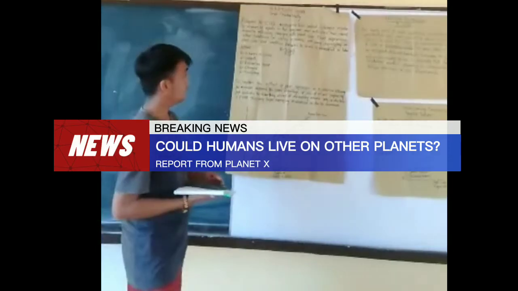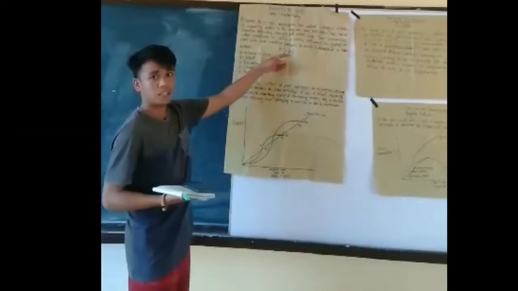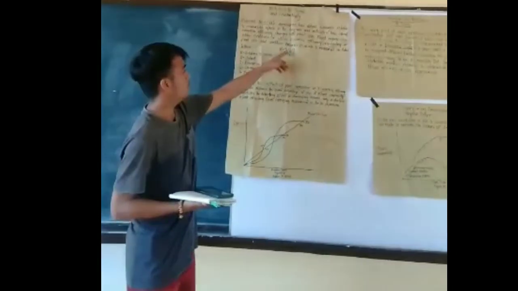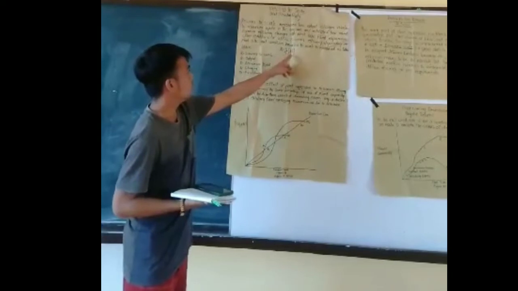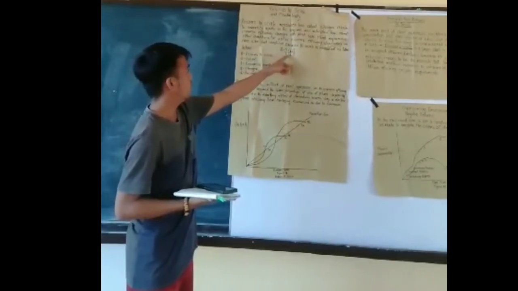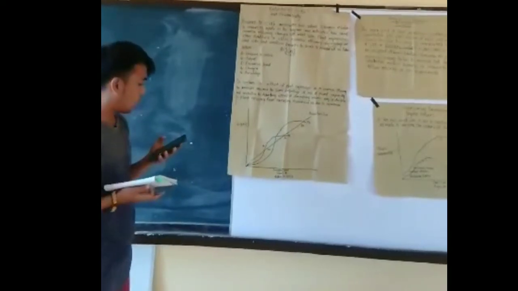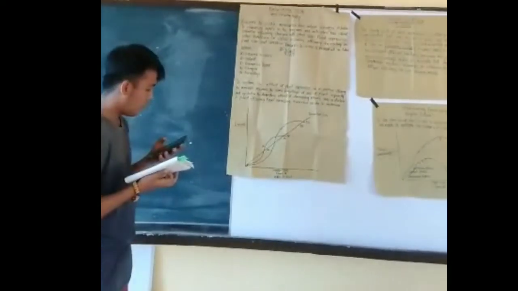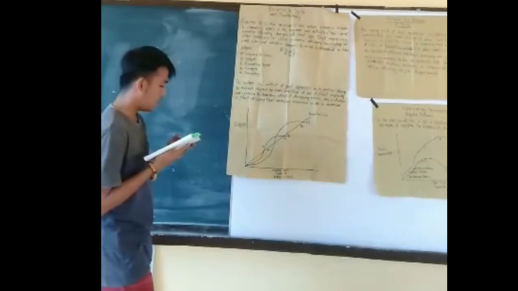Returns to scale is measured as follows. These are the formula of returns to scale. R is equal to percentage change in output over percentage change in resource input. Resource efficiency Q over I increases when R is greater than 1 because Q increases faster than I. The opposite is true when R is less than 1.